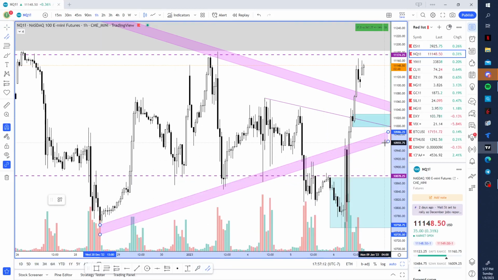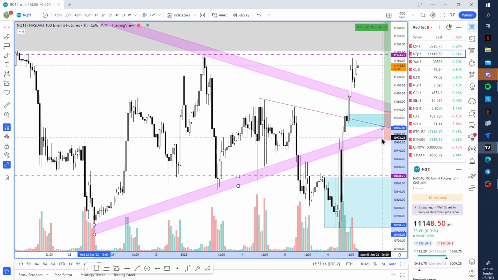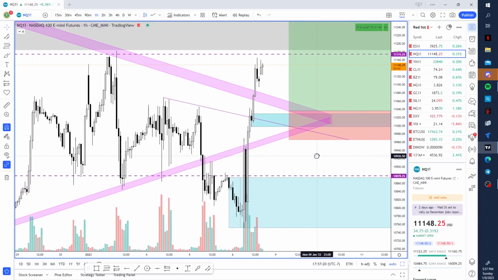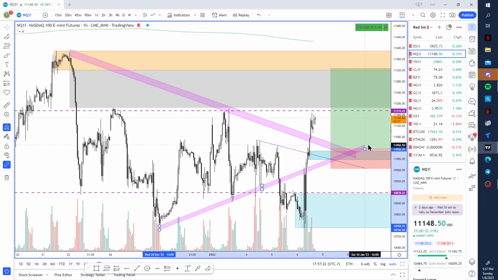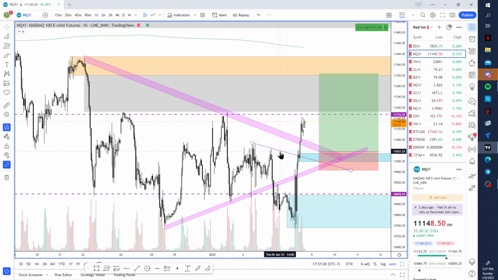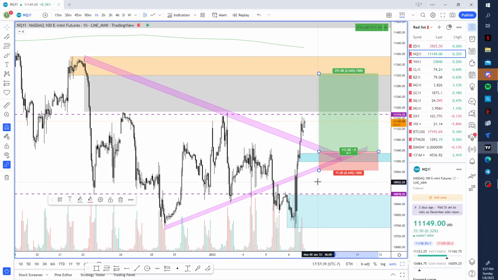I just hadn't fully marked it for confluence. Look at that trend. I like that thing. I've never seen that before. So I want that to hold. Definitely. Oh yeah, that's beautiful. So this is kind of the long zone for me, anywhere from 11,140 to 11,000, and then a stop under the low.